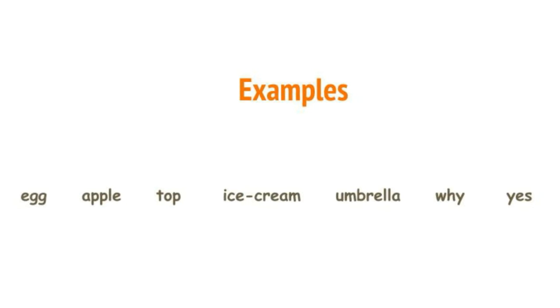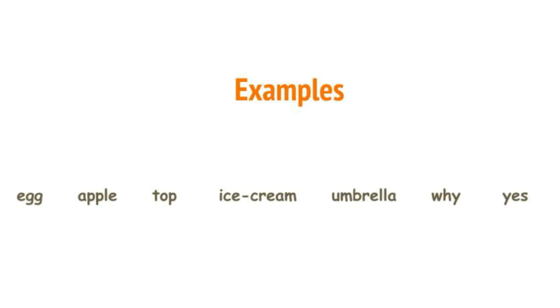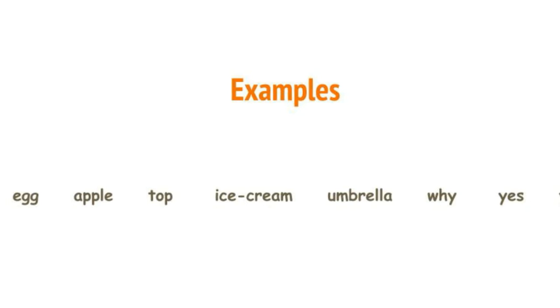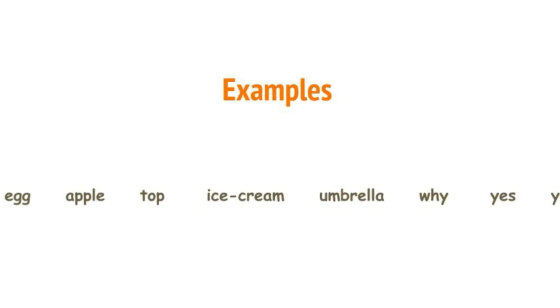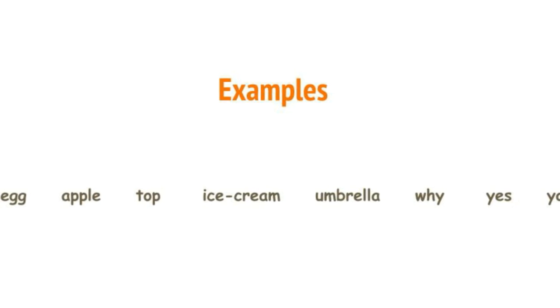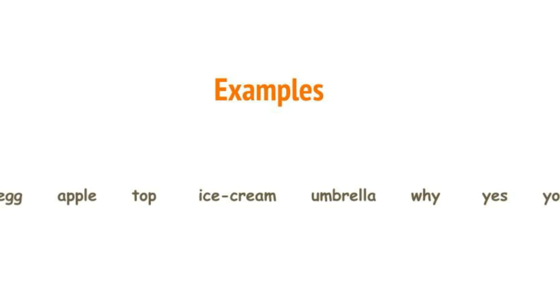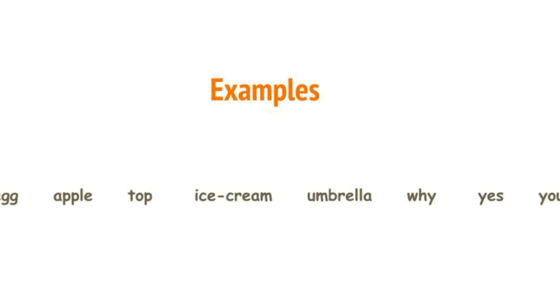Egg. Here is the word egg, E-double-G. Here E is a vowel. Another word, apple. A here is a vowel. Top. O is a vowel. Ice cream. I is a vowel. Umbrella. U is a vowel.